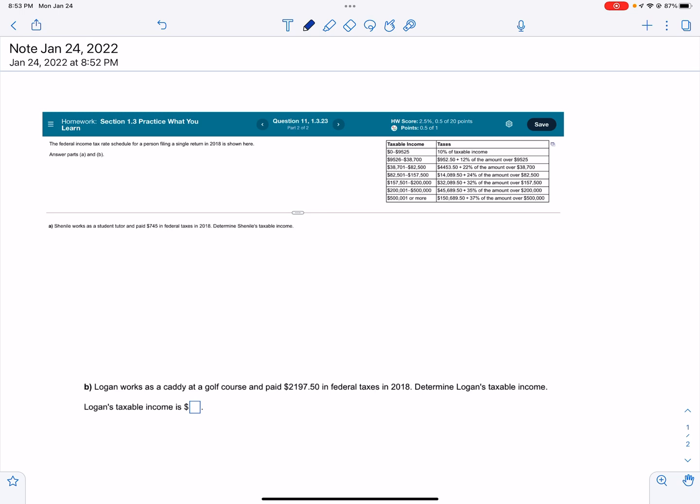So the first part says that this student paid $745 in taxes. So if you look at the tax bracket and you notice that the second bracket, they pay $952.50. So that's more than what they paid in taxes. So they're going to fall in the first bracket, okay? So I'm just going to make a note that this is the first bracket.